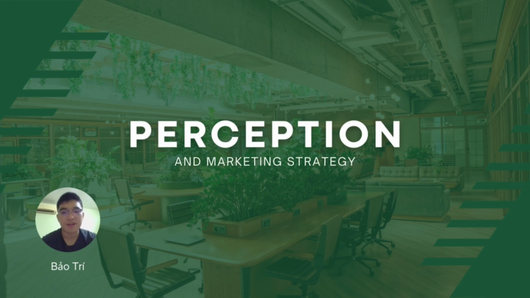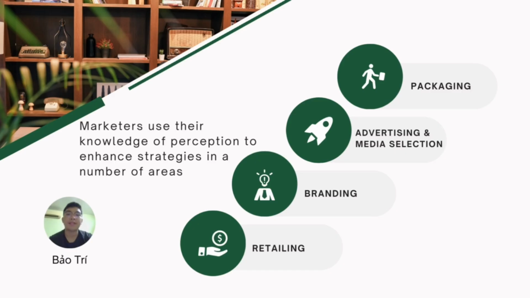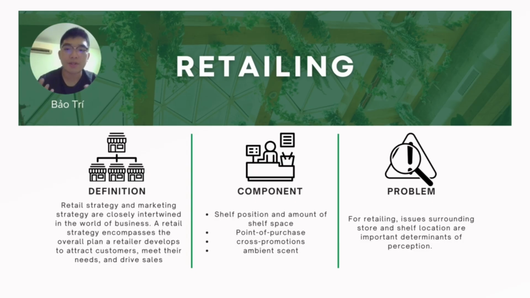Next, the perception and marketing strategy part. Marketers use their knowledge of perception to enhance strategies in a number of areas, including retailing, branding, advertising, media selection, and packaging. First, retailing. Retail strategy and marketing strategy are closely intertwined in the world of business. A retail strategy encompasses the overall plan a retailer develops to attract customers, meet their needs, and drive sales.